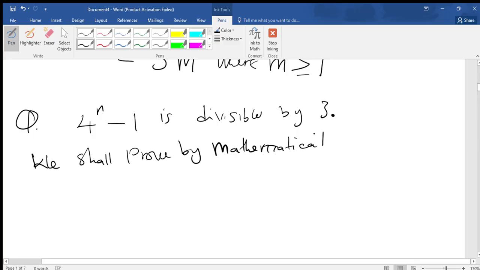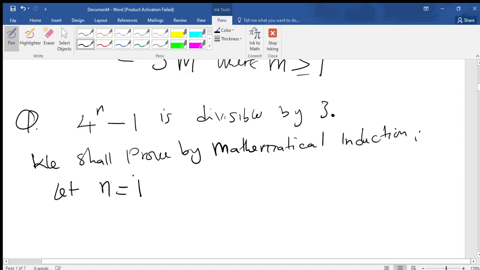We shall prove by mathematical induction. So proof by mathematical induction, we know there are two major steps: the base step and the inductive step. So number one, we look at the base step. What do we do in the base step? Let n be equal to 1.